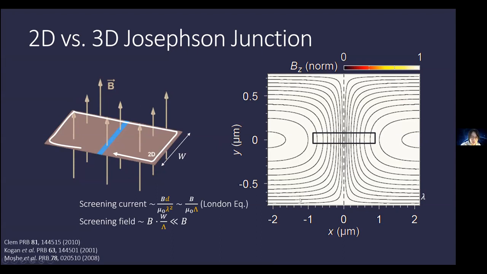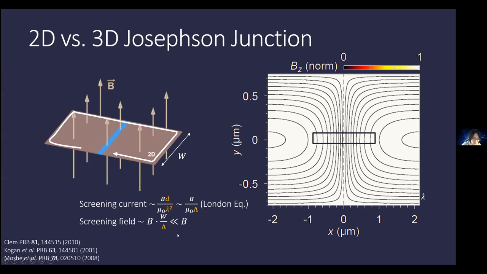Now this can be seen from a more quantitative argument. The screening current in the magnetic field, you can work out from the London equation. It is proportional to the thickness d and inversely proportional to the square of the penetration depth. These two quantities usually merge into this big Lambda, which is called the Pearl length. And the magnetic field generated by this current that runs at the edge of the sample is basically proportional to B times the width of the sample divided by the Pearl length.